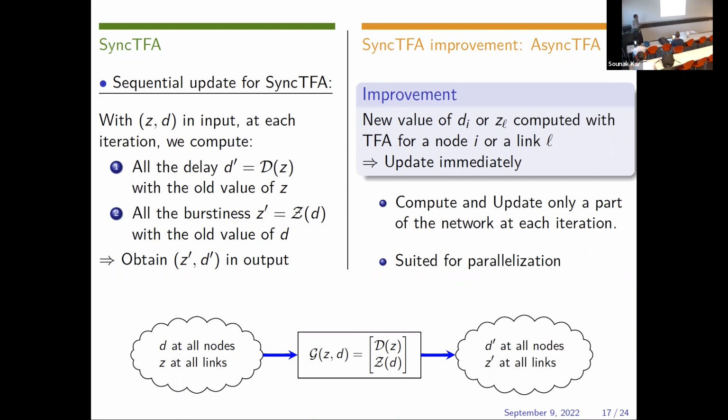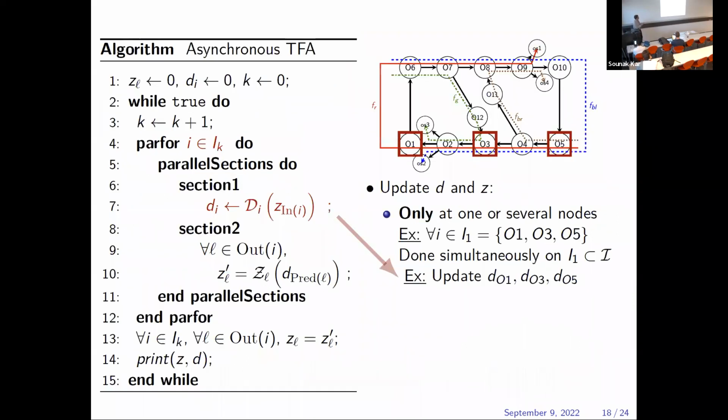So what we propose is an improvement of CTFA, which was used to build this equivalence between CTFA and AltTFA. And we introduce an asynchronous algorithm that uses the new value of Z and the new value of D each time. So it updates the vectors Z and D immediately. And moreover, we can compute and update only a part of the network at each iteration. An algorithm is perhaps better than a slide with words. So here we see this asynchronous TFA algorithm, where the parfor loop at line 4 does a TFA update for a subset of nodes.